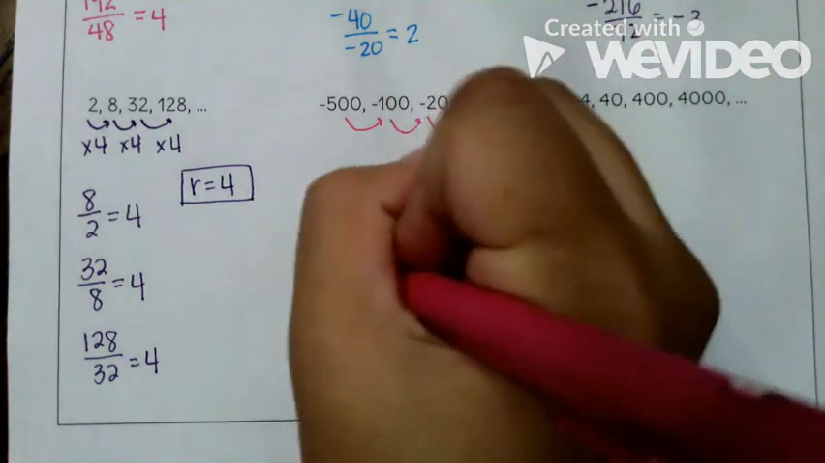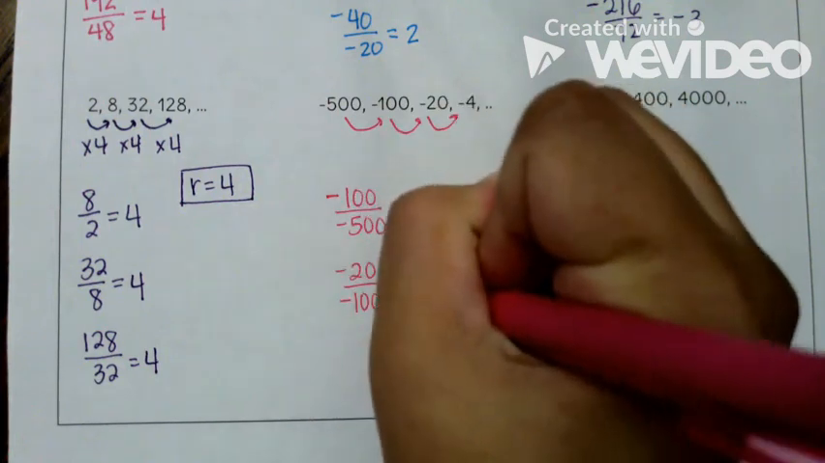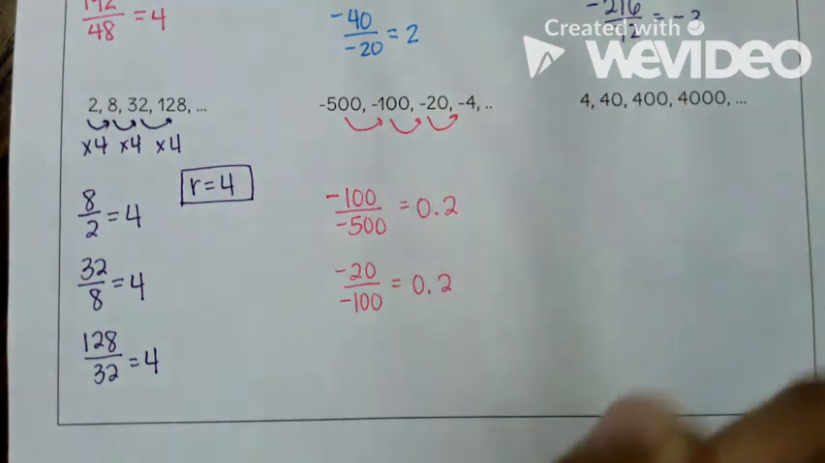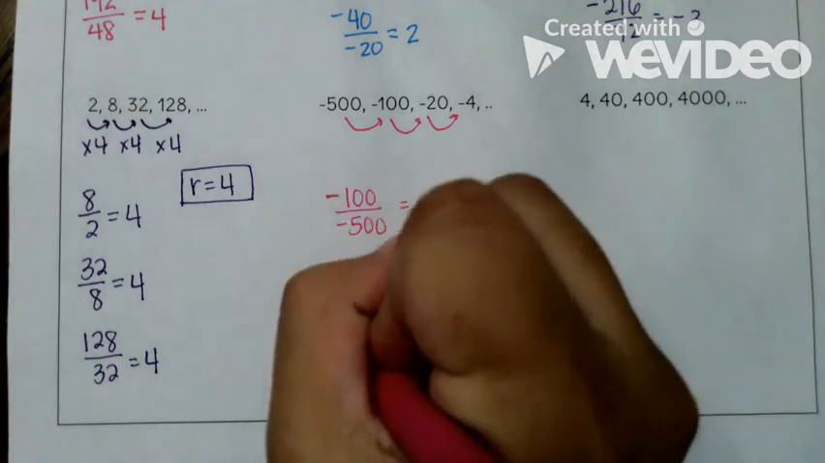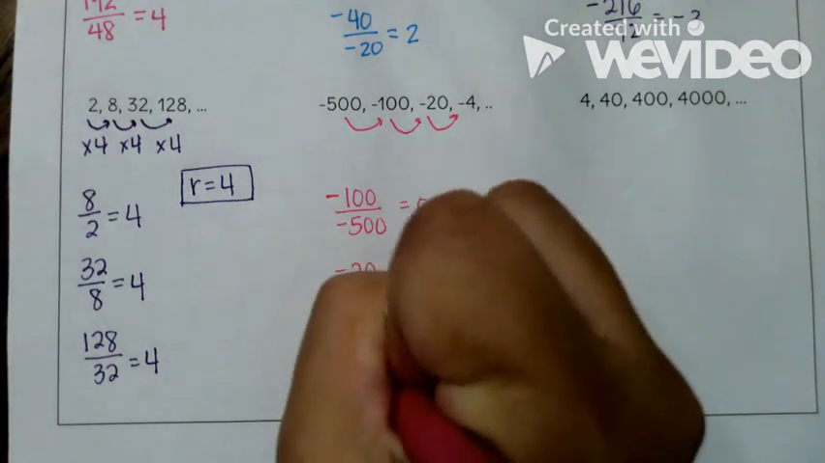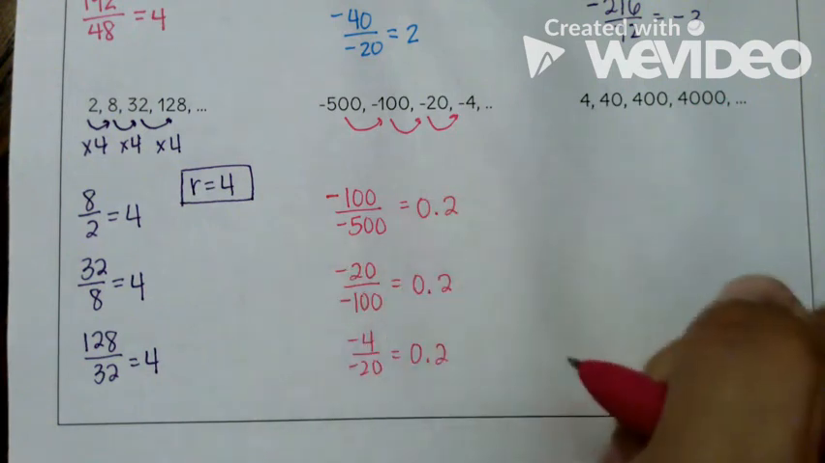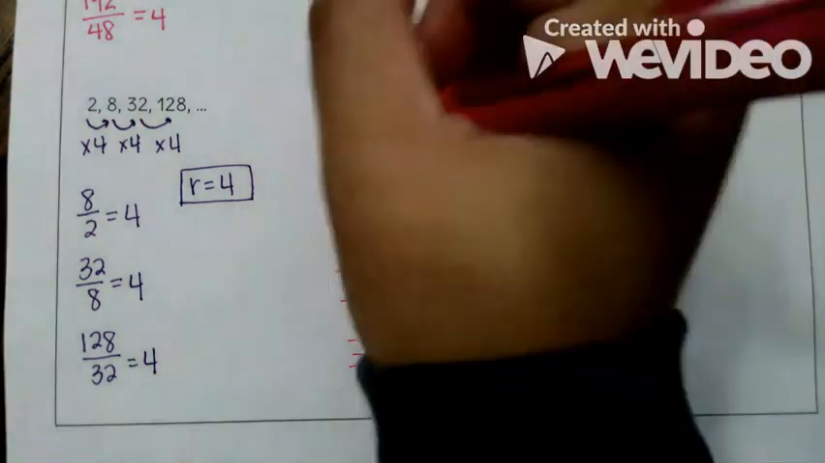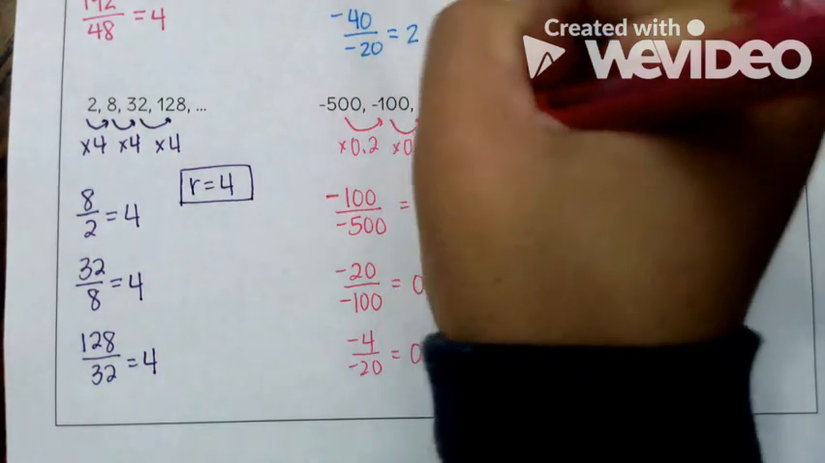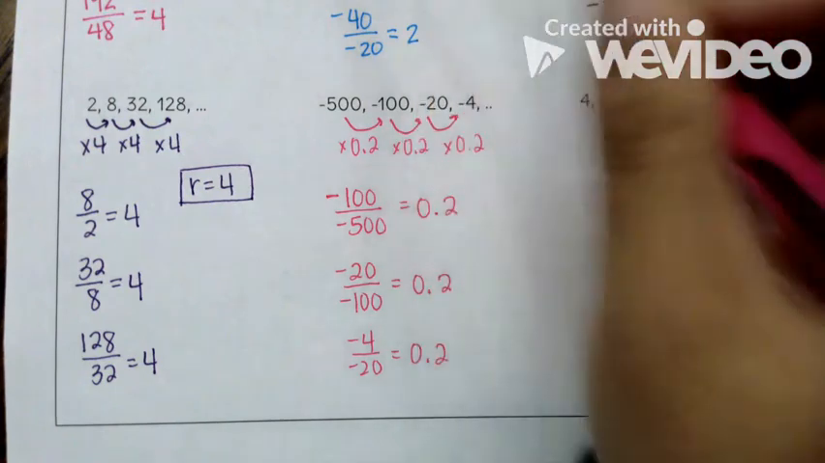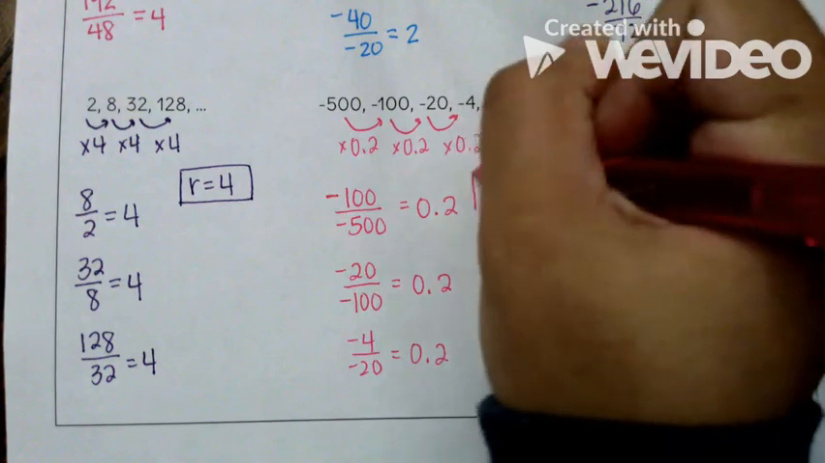Then I go negative 20 divided by negative 100. Again, that's equal to 0.2. And then I have negative 4 divided by negative 20, and that's equal to 0.2. So in this case, each time I'm multiplying by 0.2 or 2/10. So my R, my common ratio, is 0.2.